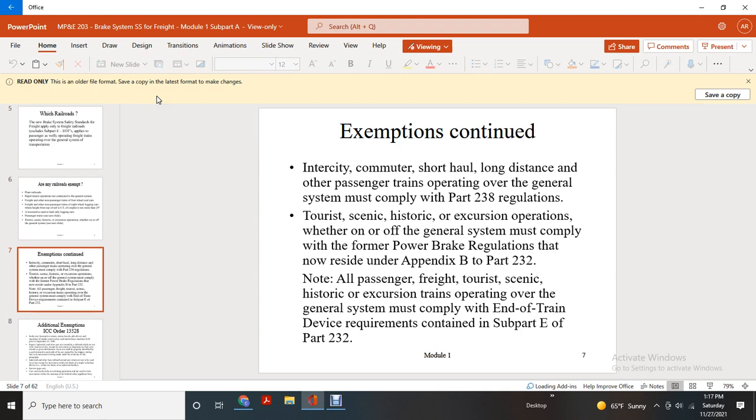Exemptions continued. Intercity commerce, short-haul and long-distance passenger trains operating over the general system must comply with the Part 238 regulations. Tour, scenic, historic, or excursion operations on or off the general system must comply with the former power brake regulations now residing under Appendix B to Part 232. All passenger, freight, tour, scenic, historic, or excursion trains operating over the general system must comply with the end-of-train device requirements contained in Part E, Part 232.